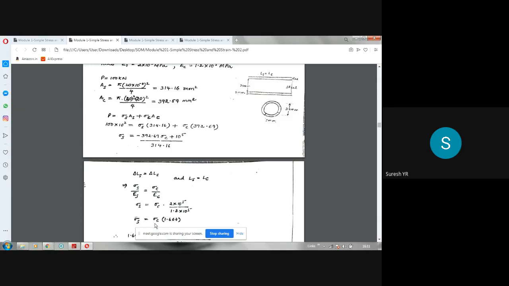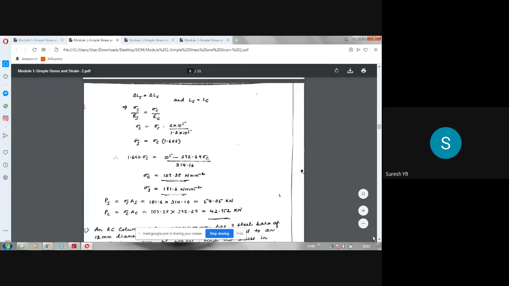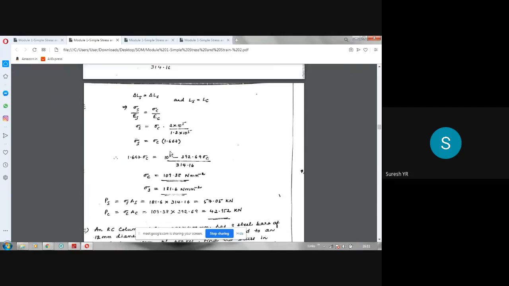You have got this. Now you have to compare these two. This is the first equation. This is the second equation. Since the LHS are the same, the RHS should be the same. So equate these two RHS and get the value of sigma C. That means two unknowns have been reduced to one unknown. Once you get sigma C, then you can find out sigma S by substituting in one of the equations. So they are the stresses.